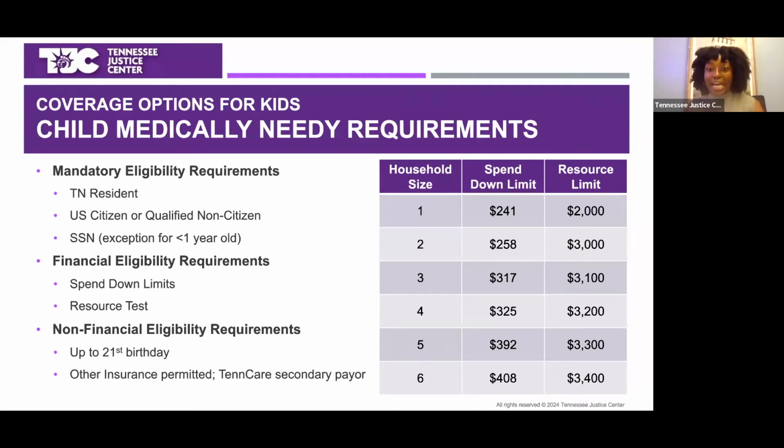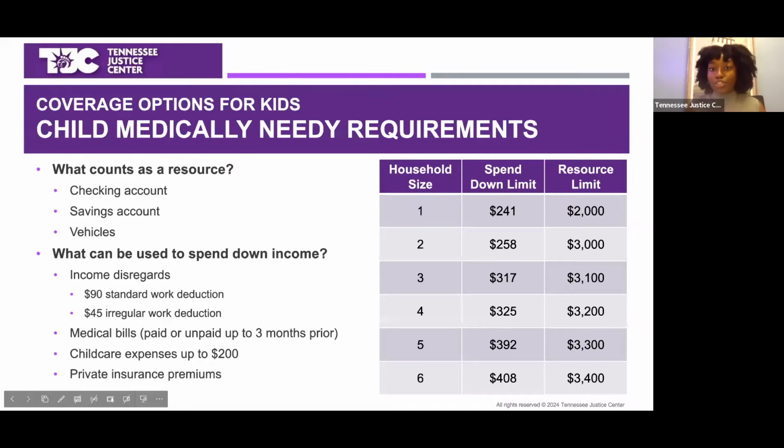On the right-hand side of your screen, you'll see the spend down and resource limits that correspond to various household sizes. Again, as household size increases, so do the spend down and resource limits. And as with TennCare MAGI, kids are permitted to be on another insurance plan. TennCare, again, will just be that secondary payer.